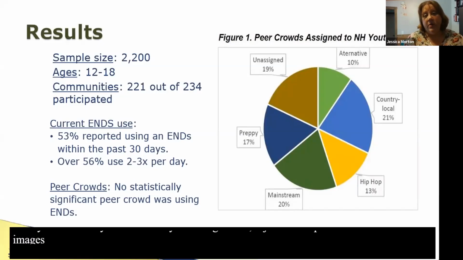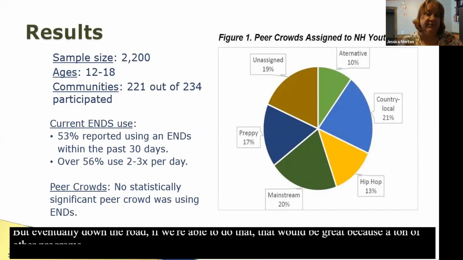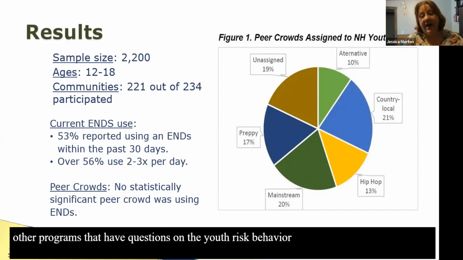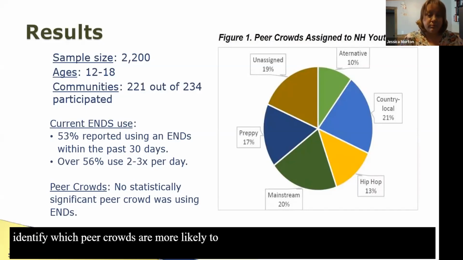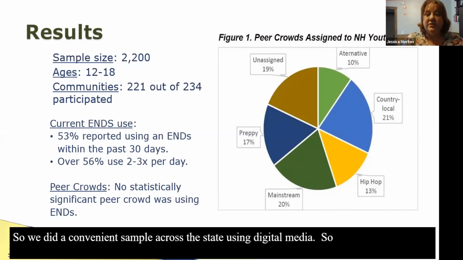But eventually down the road, if we're able to do that, that would be great, because a ton of other programs that have questions on the youth risk behavior survey would be able to identify which peer crowds are more likely to use the different products. So we did a convenience sample across the state using digital media, so Facebook, Instagram, to do some surveying.